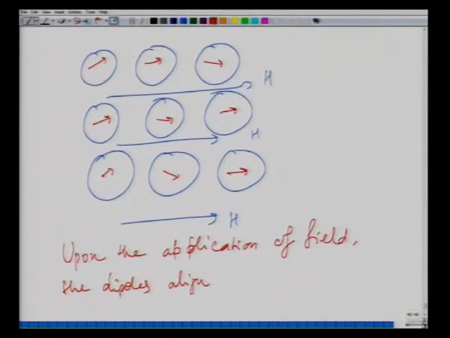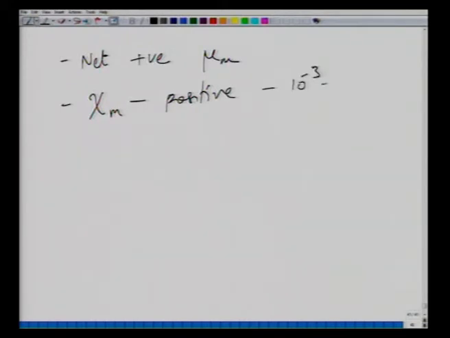Now when you have this kind of picture, the material will have a net positive magnetic moment, and this gives rise to a positive susceptibility, but the overall effect remains small because the value is only 10 to the power minus 3 to minus 6 with respect to the applied field. So M by H is essentially of the order 10 to the minus 3 to minus 6.